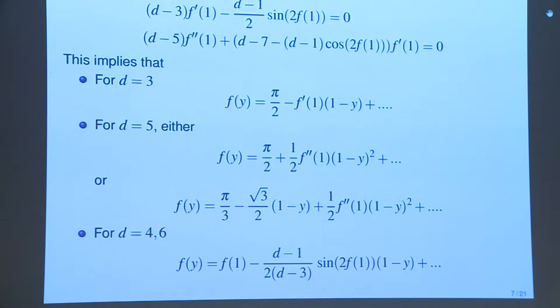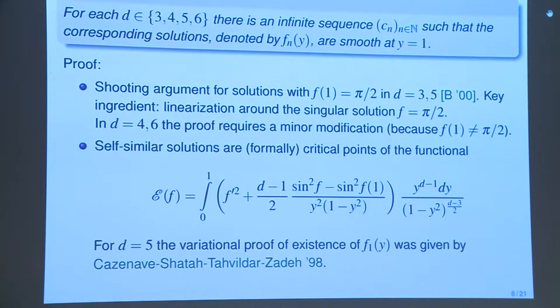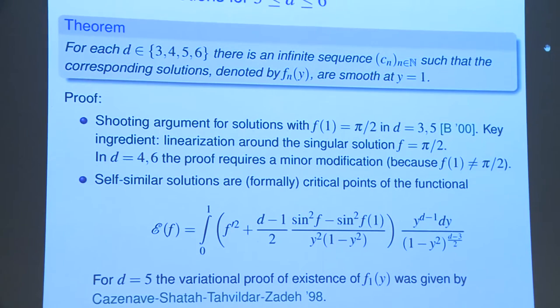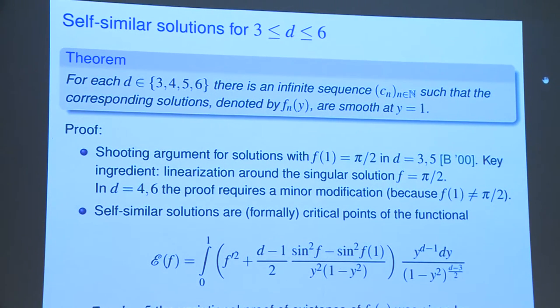So once we understand these analyticity properties, we have a one-parameter family at the origin, a one-parameter family at the light cone, and we have to match them in a smooth manner. And here's the theorem: in each dimension from 3 to 6, there is an infinite sequence of these shooting parameters such that the solutions are smooth on the whole interval from 0 to 1. This is a pretty standard shooting argument in odd dimensions. In even dimensions, it's slightly more complicated, but still pretty simple.